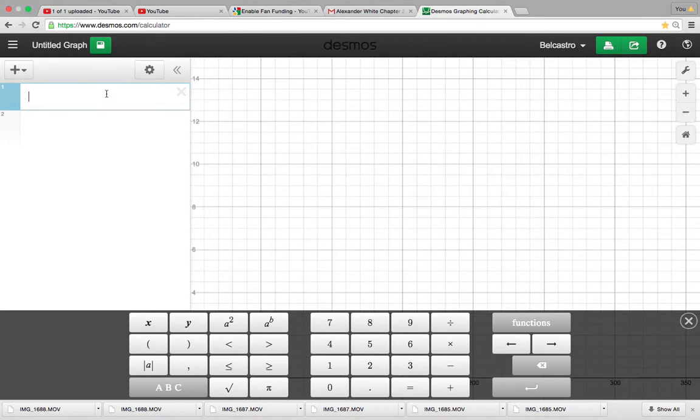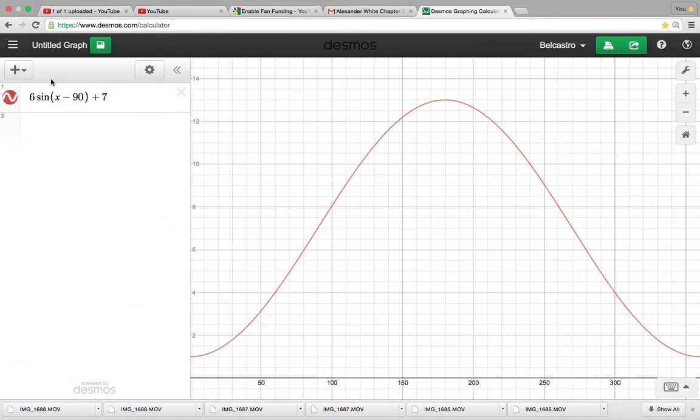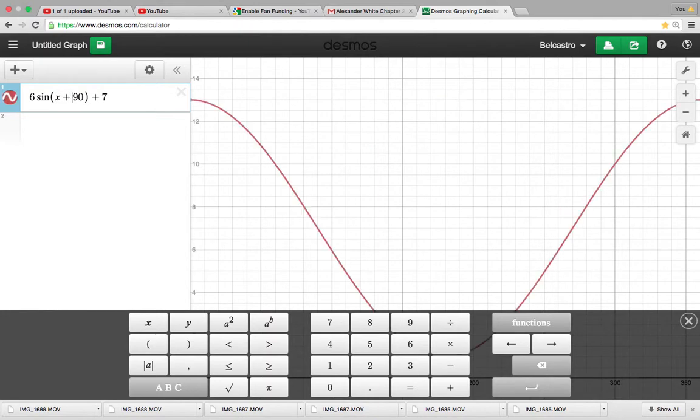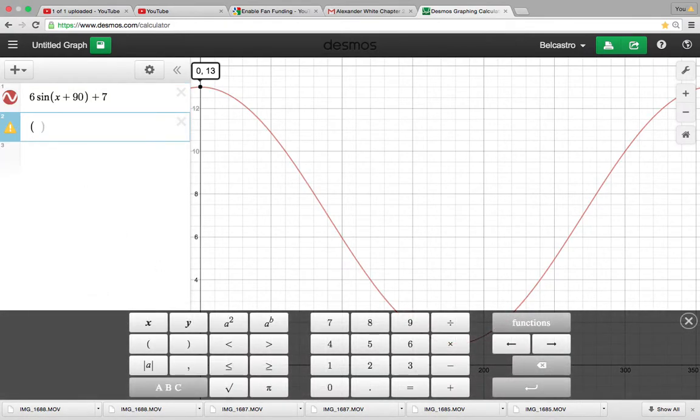There we go. So 6 sine x minus 90. What do we say, plus 7? Yep. So here's our Ferris wheel. Oh, sorry, plus 90, right? Yep. There we go. We take a look at it, our starting point's 0, 13. At 90 degrees, I just want to find out what the coordinate is. So at 90, we said we were going to be at 7, I believe. Yeah, and that falls right on our Ferris wheel here.